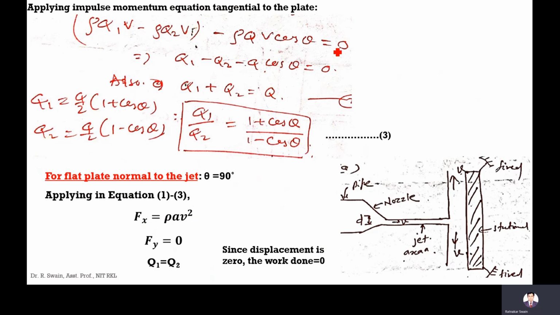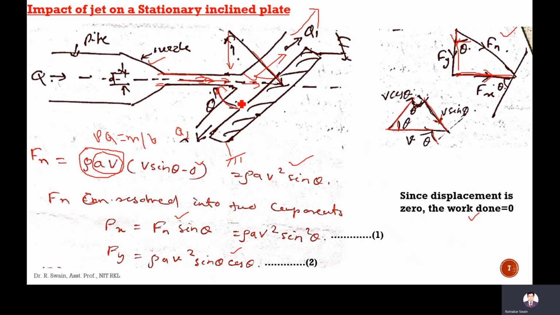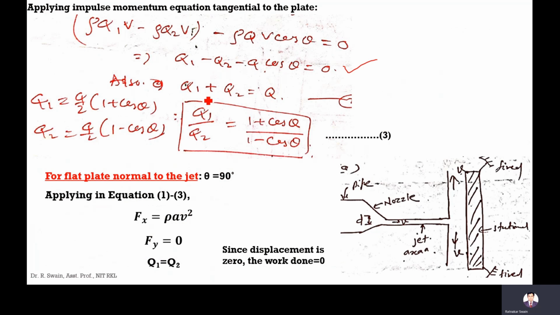If we simplify it, we get Q1 minus Q2 minus Q cos theta is 0, and Q1 plus Q2, by conservation of mass, is Q. This Q is divided into two parts, Q1 and Q2. If we solve it, we get Q1 by Q2 equal to 1 plus cos theta divided by 1 minus cos theta.